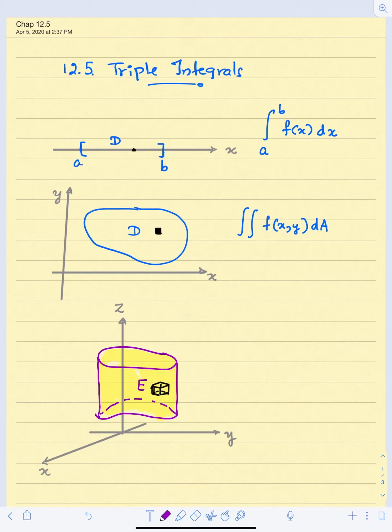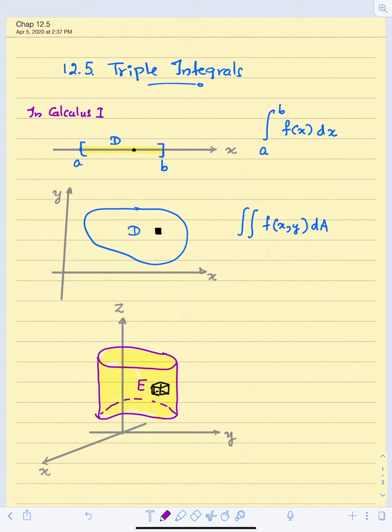Now we can start chapter 12.5, and this section is about triple integrals. Let's recall the things that we learned up to now. In calculus 1, we talked about a single integral of a single variable function, something like this: integral of f of x dx from a to b. Now in this particular case, my domain is an interval.